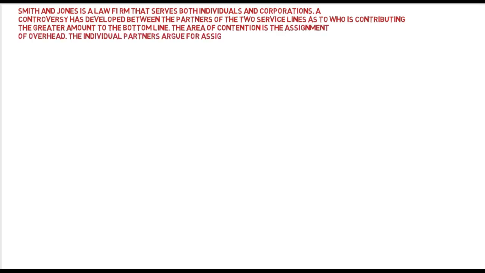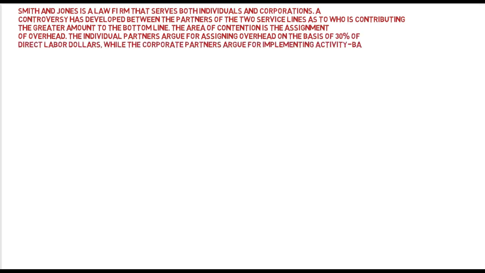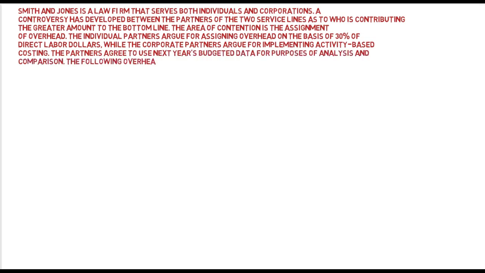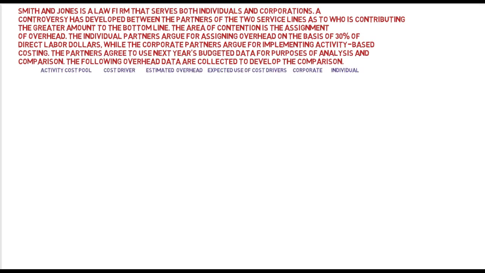Those who are contributing the greatest amount to the profit, the bottom line. The area of contention is the assignment of overhead. Overhead's always a problem. The individual partners argue that assigning overhead on the basis of 30% of direct labor hours, that's their allocation base, while the corporate partners argue that implementing activity-based costing would be a better way of analyzing and comparing the cost between the individual and the corporate entities of this business.